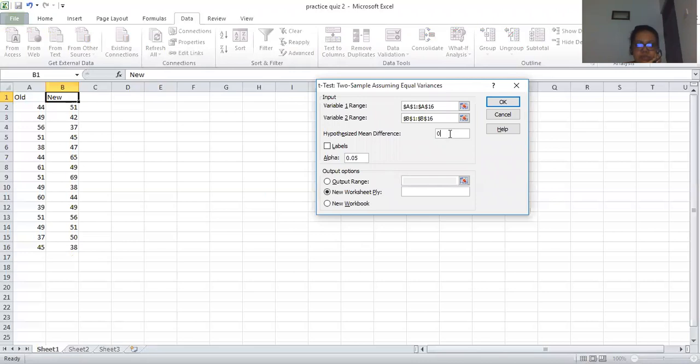Hypothesized mean difference. We are assuming that there is no difference between the old and new battery life cycle, and you also have to be mindful of something. The reason why they have invested in R&D, research and development, in the production of the new battery is that they need to make the lifetime of the new batteries longer. Clear? Since I have included the labels in the selection of variable 1 and 2, I am choosing labels. I'm going to have the output here itself and click OK.